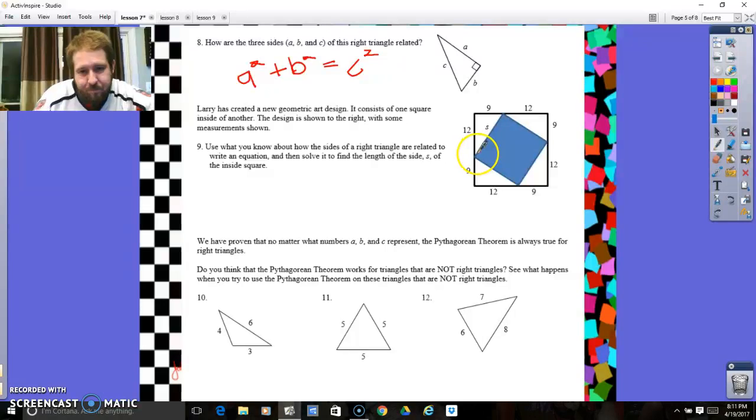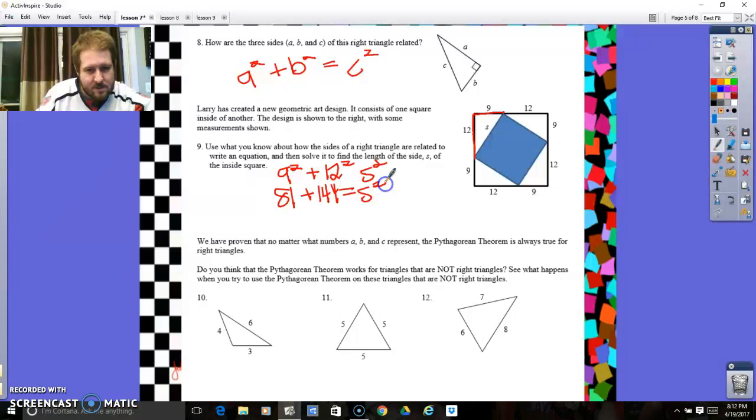So we know there's an inscribed square inside of another square. And you'll notice that there's 4 congruent triangles. Now, each triangle has 2 legs, 9 and 12. So 9 squared plus 12 squared. Now, keep in mind, it doesn't matter which leg is A and which leg is B. Does not matter. Equals S squared, because S is the hypotenuse. 9 squared is 81. 12 squared is 144. And that is equal to S squared.